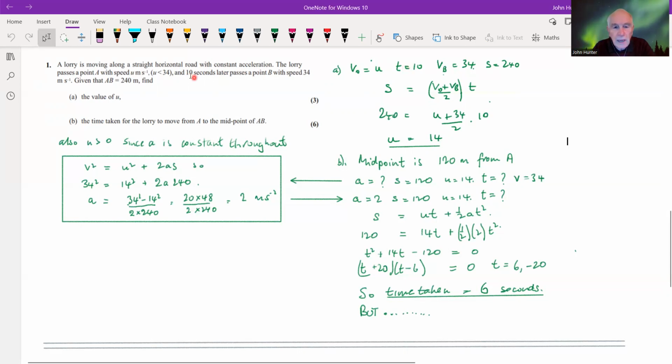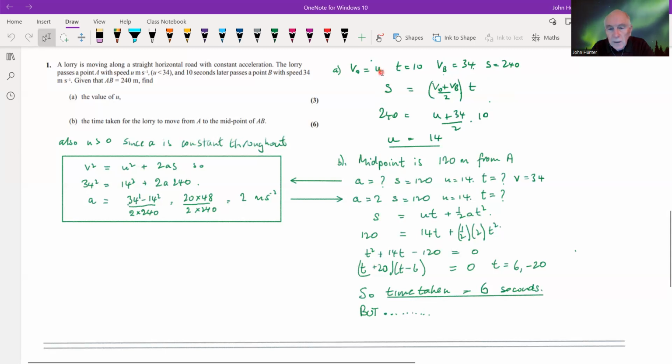Time is 10 seconds. Strip that out of the problem. The velocity, I've used suffix b here, is 34, and the distance is 240 meters. So when we look at these and go back to our kinematics equations, it does look like this one is the one that features all our stuff.